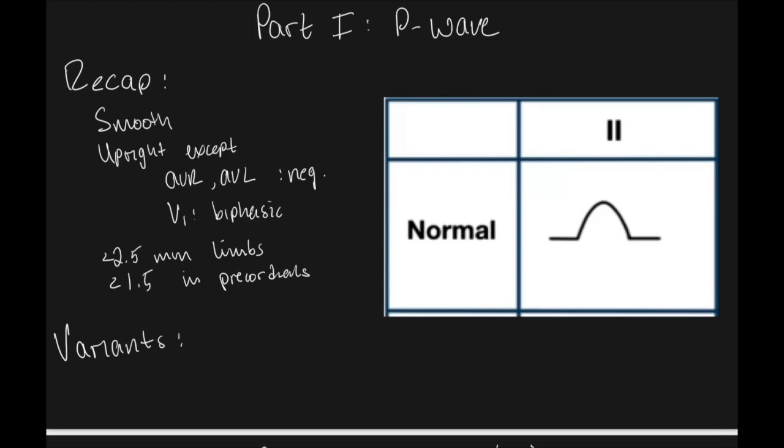As a normal variant, sometimes in V1 we'll see upright P waves. And that could be lead misplacement or just a normal variant for the person.